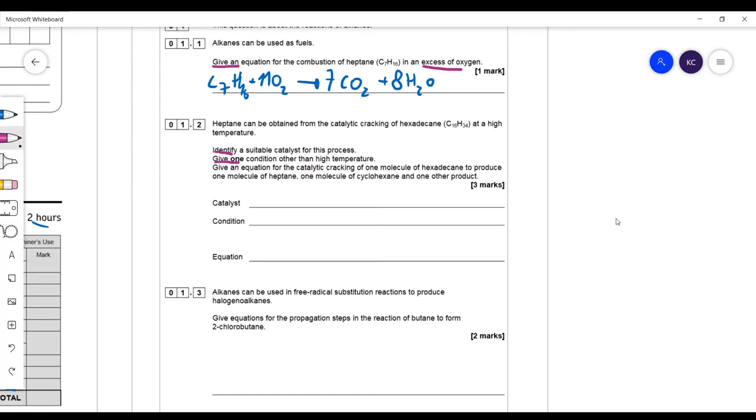So what can be a suitable catalyst for this process? Well, it can be either zeolite, or you can also say silicon oxide, I would say. There are a couple more that you could use, like aluminum oxide and others. Give one condition other than high temperature, so this can be high pressure, so I would say increased pressure.